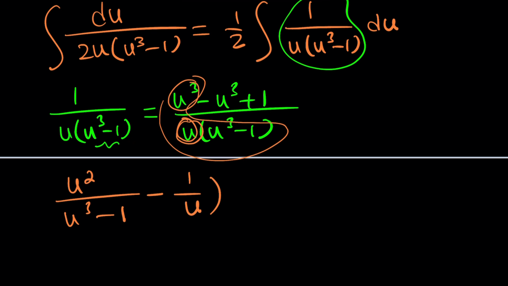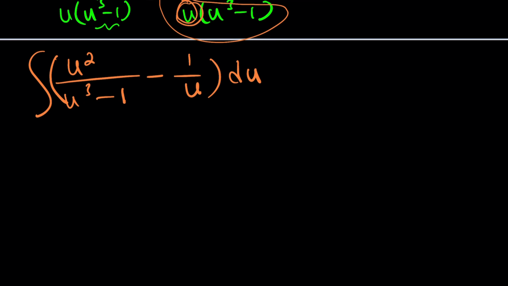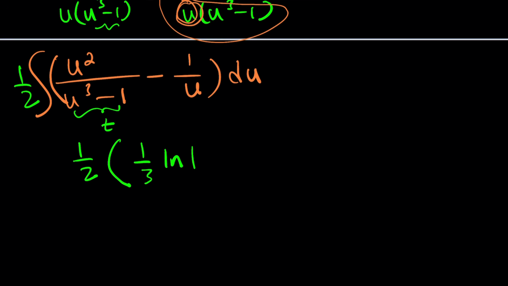And actually, integrating this is fairly easy. Why? Because of the u sub here. But this is not going to be a u. Maybe you'll use a t, right? Let's use t. If that's t, then this is dt, or 1/3 of dt. So basically, you're going to be getting something like 1/2 on the outside. Of course, let's not forget that. And then inside, we have 1/3 of ln u cubed minus 1, which is this expression right here.